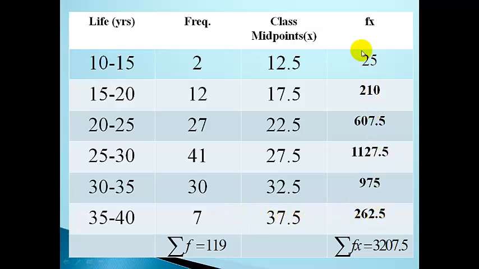And so we also have to find the summation of fx. So 25 plus 210 plus 607.5 plus 1127.5 plus 975 plus 262.5. And the answer is 3207.5.